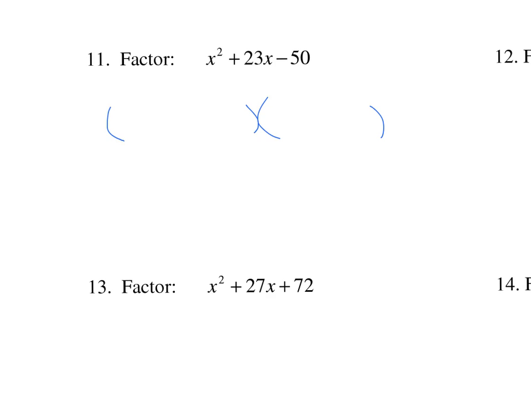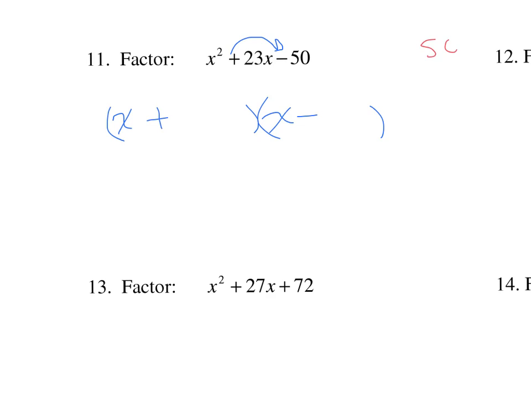So, x squared plus 23x minus 50. X squared is x times x. Bring the first sign down. Multiply the two signs together. Positive times negative makes negative. We have different signs, so we're going to be subtracting in the middle. Factors of 50 that subtract to make 23.